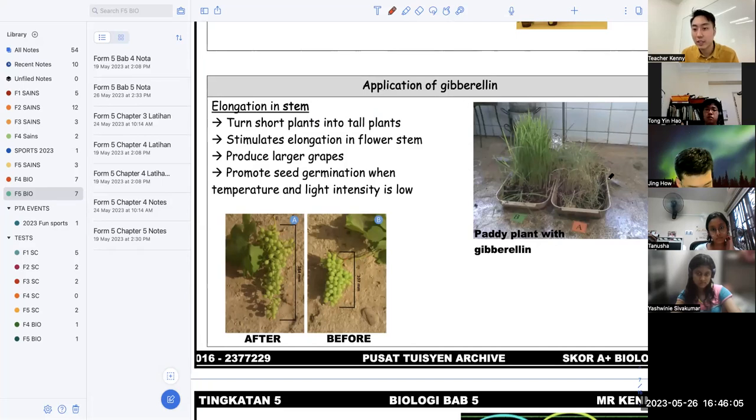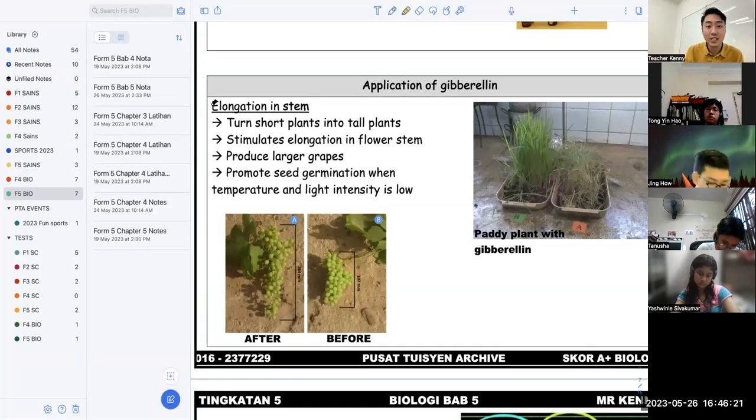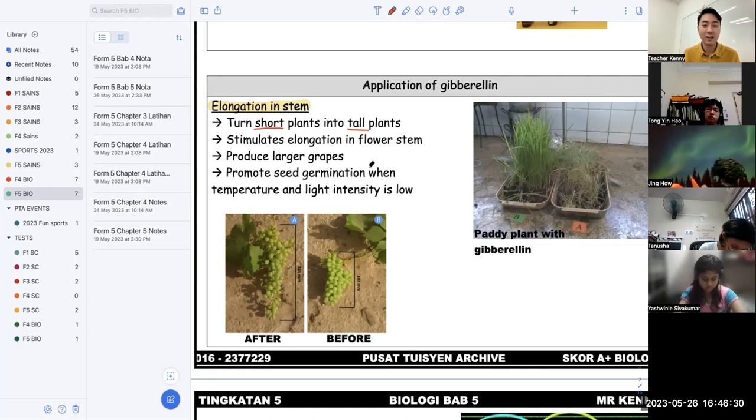Okay, so let's look. This one, paddy plant before. When you spray gibberellin, your paddy plant will grow longer, with an elongated stem, and grow faster. You can use gibberellin together with auxin, depending on your objective. Again, the keyword is elongation in your stem. So it turns short plants into tall ones.